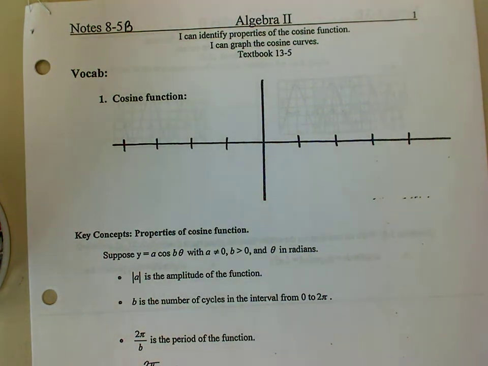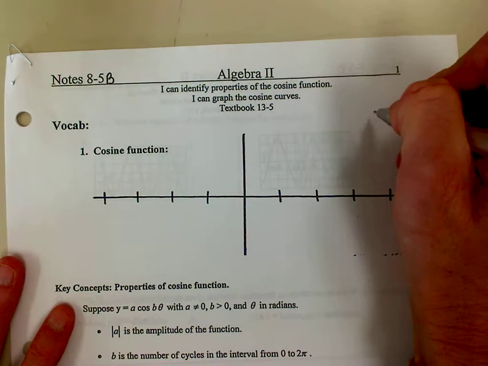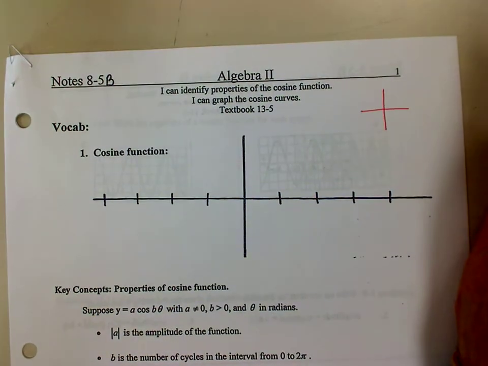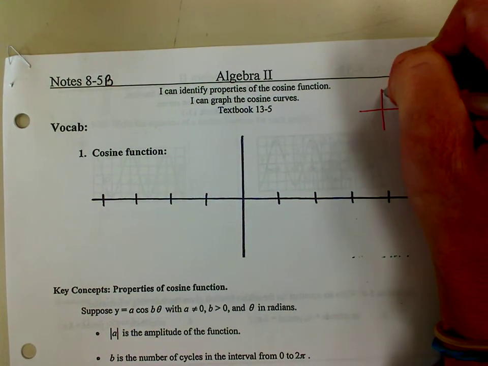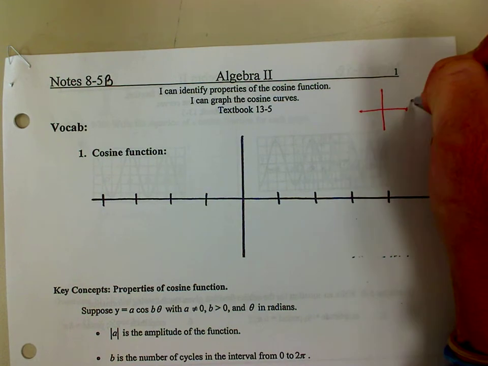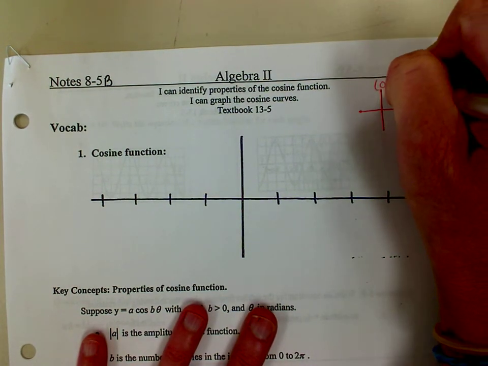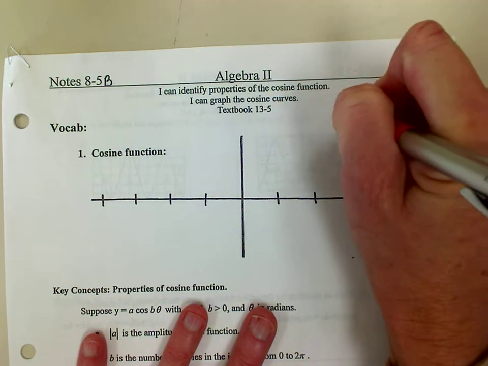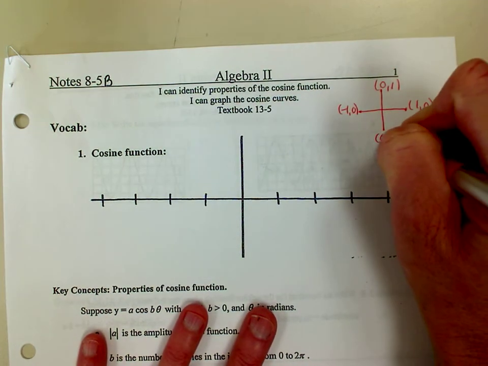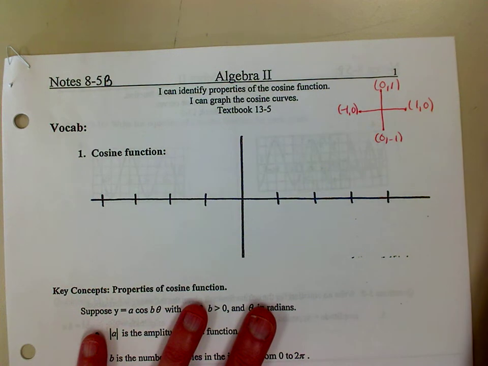All right, so today we are going to talk about just cosine. Let me put a little reminder up here as far as the order pairs go. So that's (1, 0), (0, 1), (-1, 0), and (0, -1).